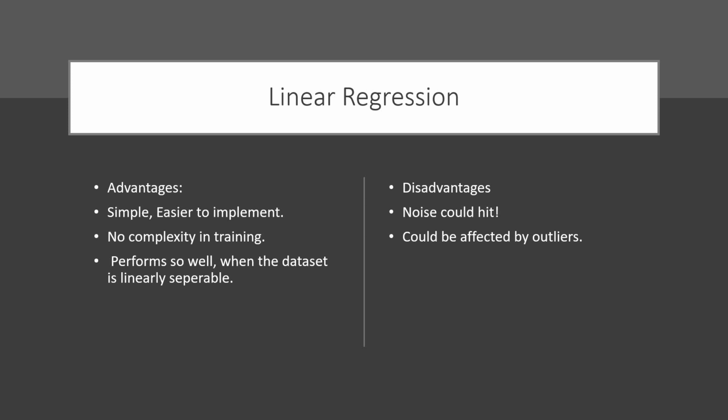Does it have any disadvantages or challenges? Yes, it has. The noise could hit it. When you go ahead with linear regression, it is more susceptible to noise. If your data set has outliers, that could also affect the performance, is what I understand from the research that I have done towards drafting advantages and disadvantages. So this is the easiest, simple to implement. That's the best advantage that it has.